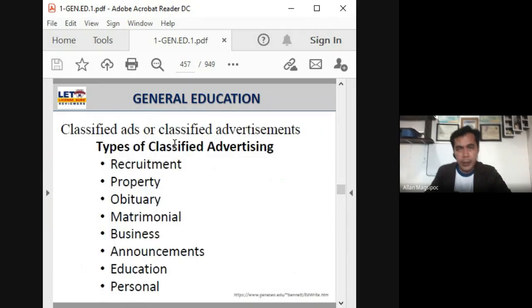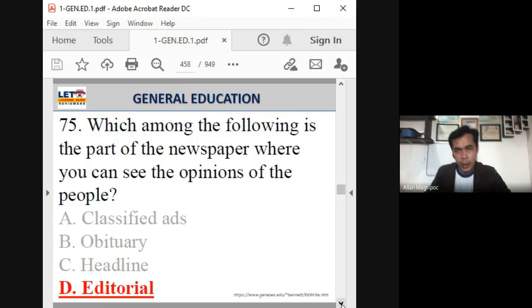The classified ads include recruitment, property, obituary, matrimonial, business announcements, education, and personal. So the obituary is part of the classified ads. So editorial is the correct answer.